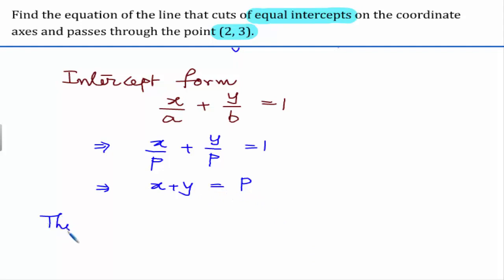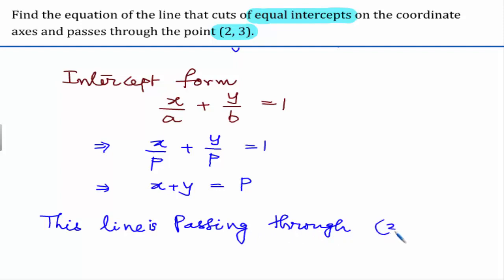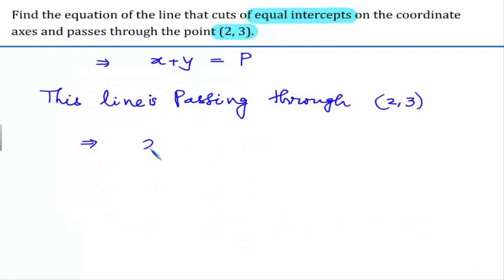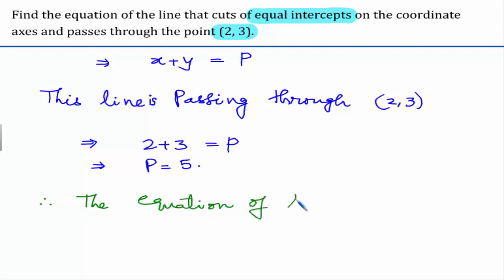Now this line is passing through (2, 3). Let us substitute this point into the equation. We get 2 plus 3 is equal to p. That implies p is equal to 5. Therefore, the equation of the line is x plus y is equal to 5.